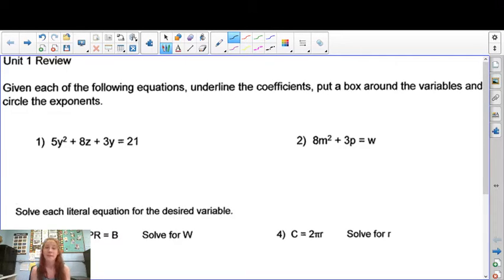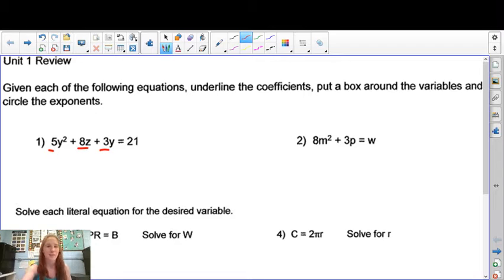Remember, a coefficient is a number in front of a variable, so it has to have that letter attached to it. If there's no letter, it's not a coefficient. It's called a constant. It's by himself. He doesn't change. So our coefficients are, I'm going to switch my color a little bit, 5, 8, and 3. So we're going to underline 5, 8, and 3.